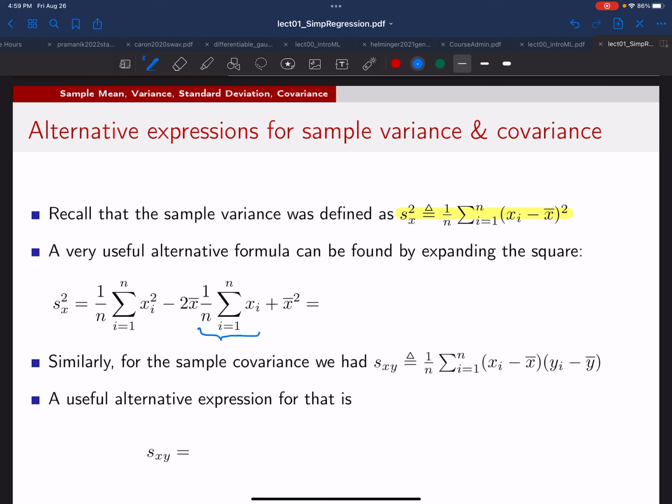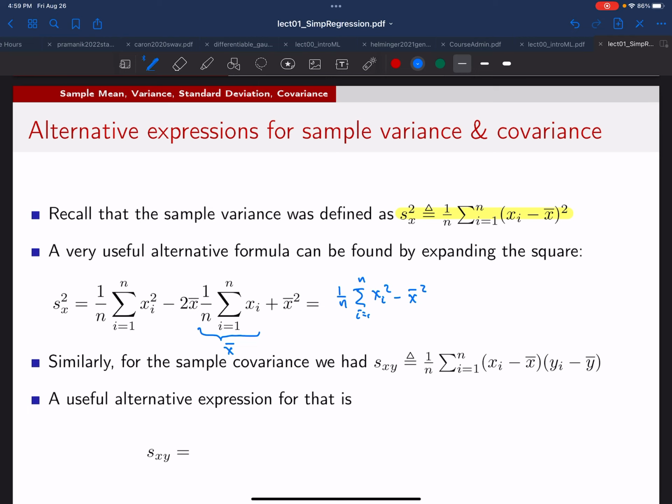Just the 1 over n. What's another name for that? X bar, right? It's the sample mean. So now you can see that those last 2 terms combine. We have minus 2 x bar squared and plus x bar squared, so in total we just get minus x bar squared. So finally, we can write this as 1 over n, like this.